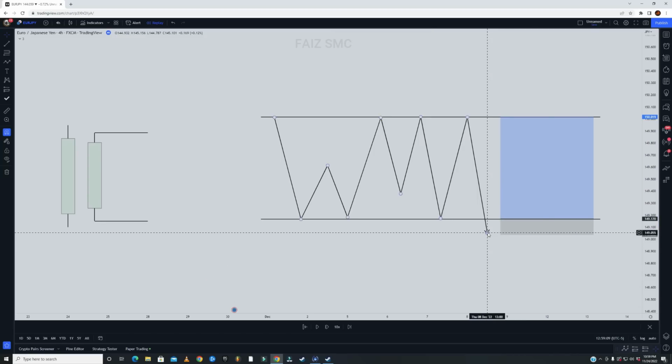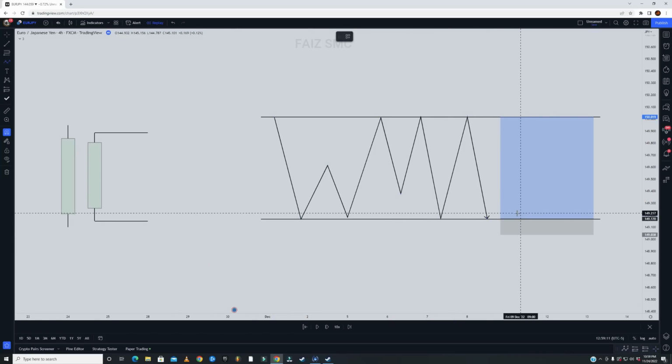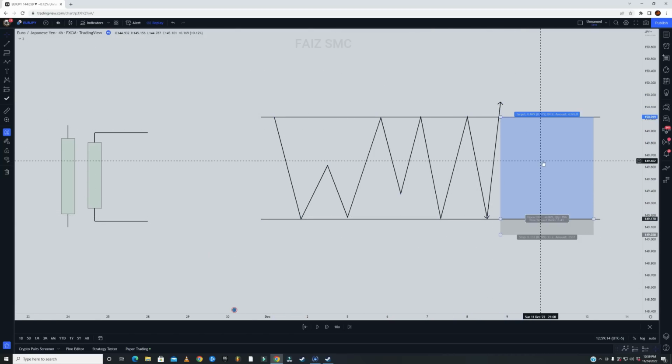So let's assume that we had a price, and it faked out to the upside. It took out the buy side liquidity first.